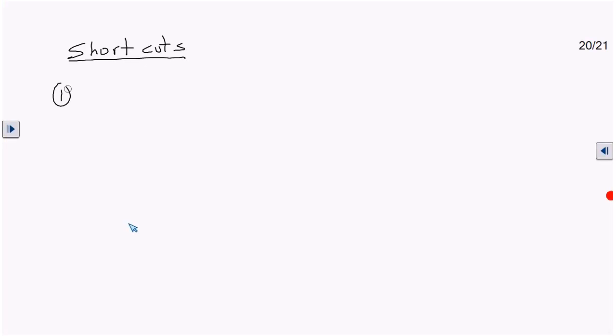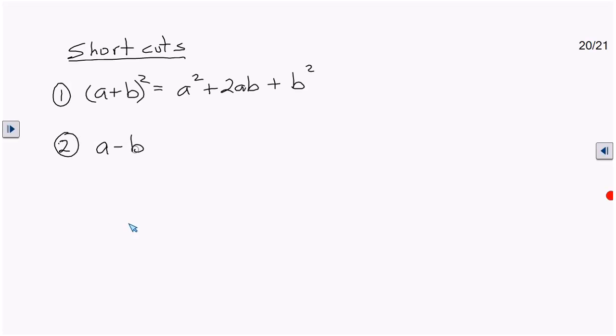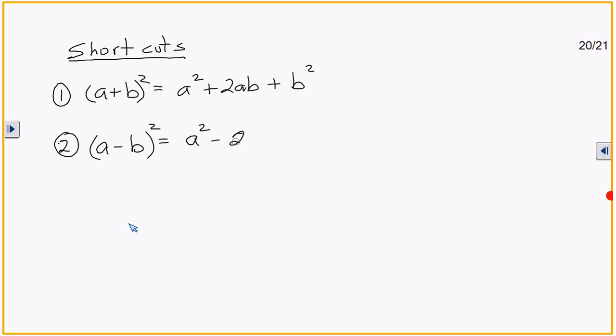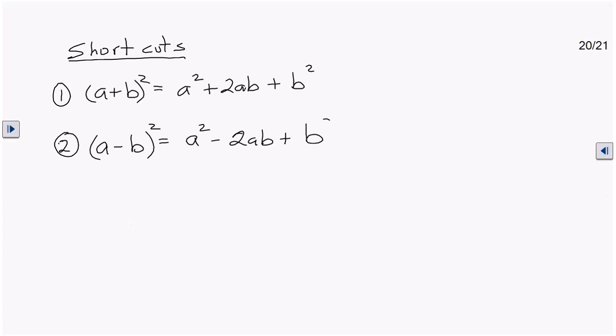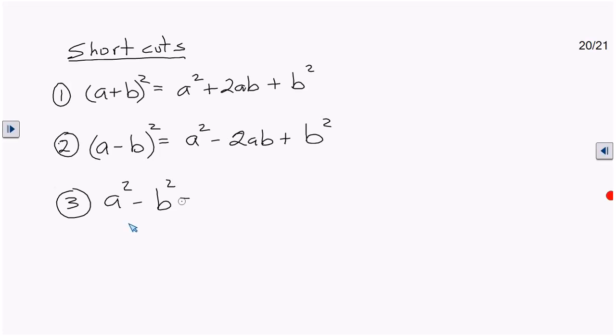Shortcut number 1. A plus B quantity squared is equal to A squared plus 2AB plus B squared. 2. A minus B quantity squared is equal to A squared minus 2AB plus B squared. And 3. A squared minus B squared is equal to A plus B times A minus B.